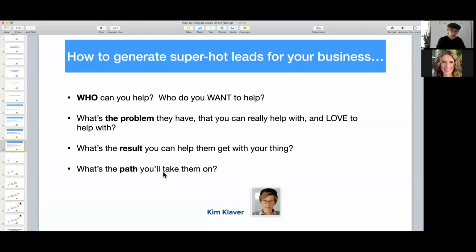Number 4, what is the path that you're going to take them on? Now, some of you are going to wonder, well, what do you mean? What's the path? Well, the path is the way there. For example, if you're thinking about, well, I do weight loss, let's say, there are many ways to lose weight. There are many paths to get from big as a barn to slinky minky. And if you were to research on Google, ways to lose weight, 10 best ways to lose weight, you'll find different paths to get there.